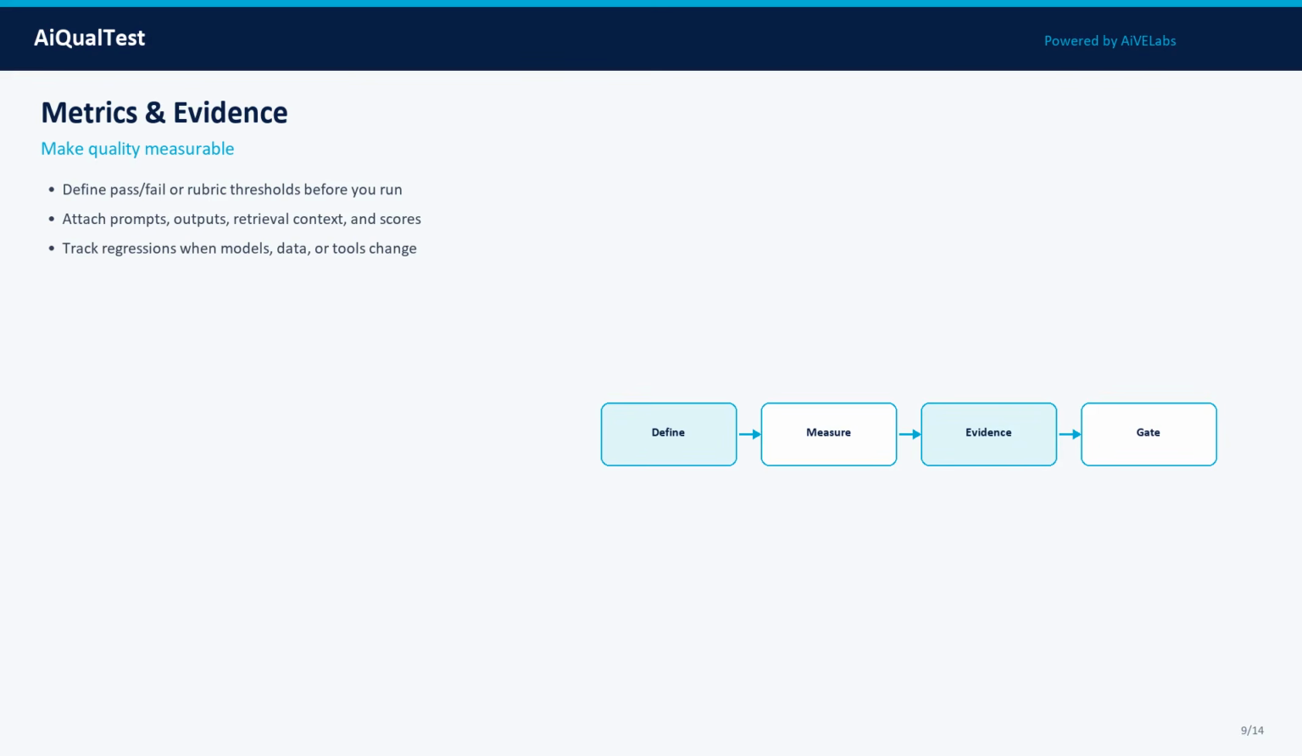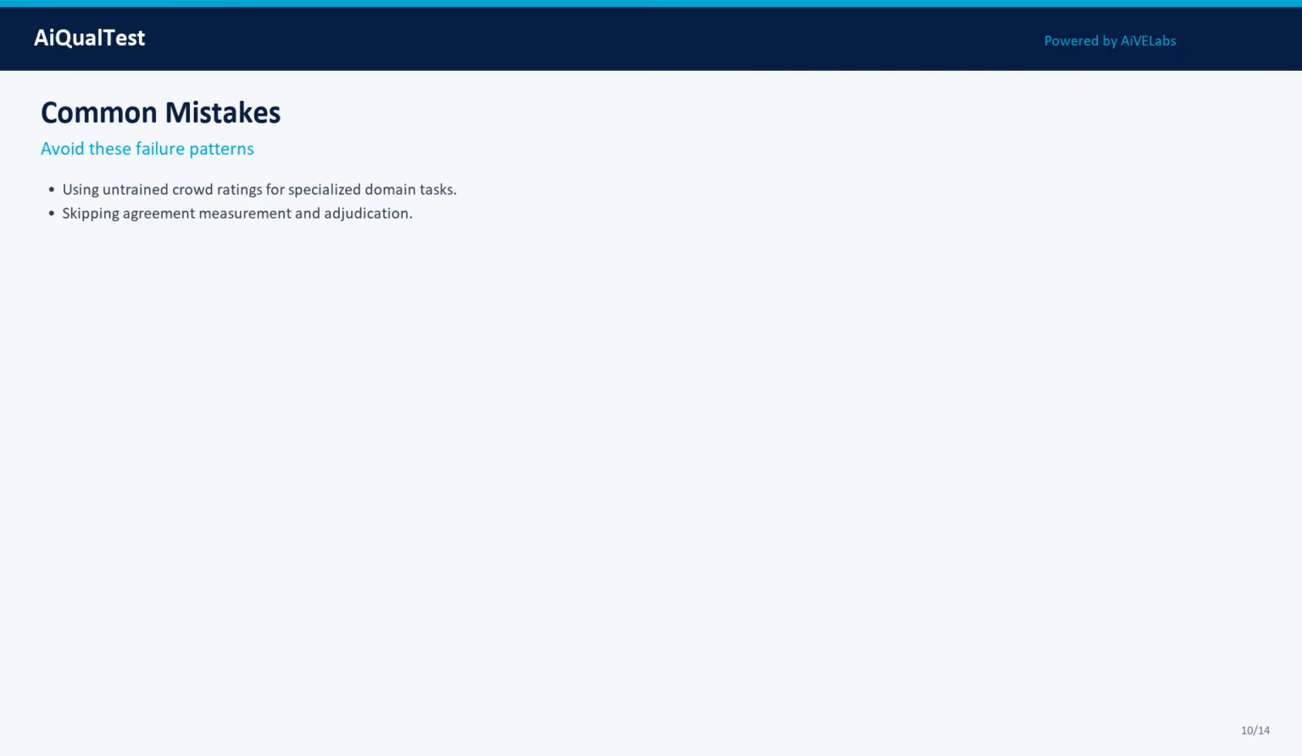Common mistakes slow mature programs. Mistake 1: Using untrained crowd ratings for specialized domain tasks. Mistake 2: Skipping agreement measurement and adjudication. Teams that skip these create silent risk that surfaces in production or audits.